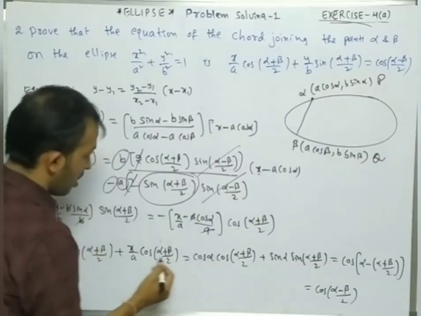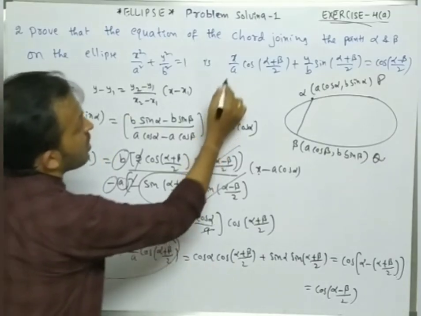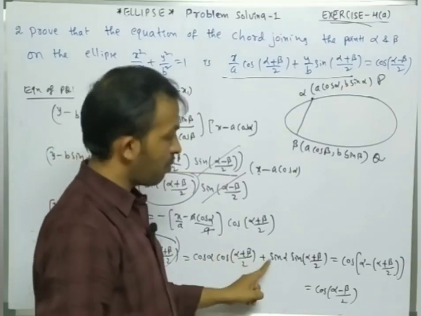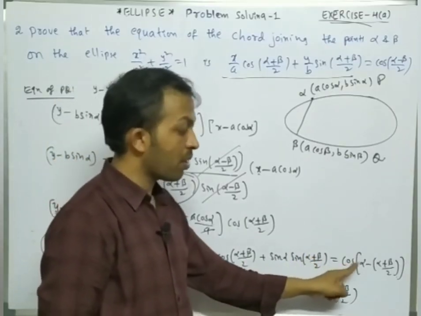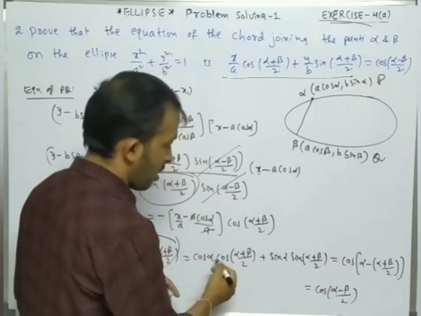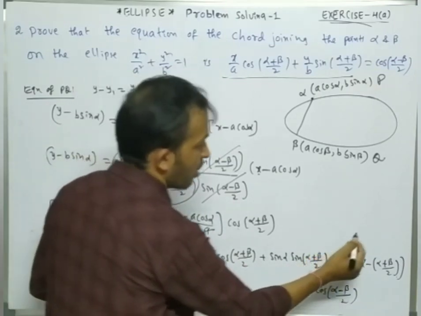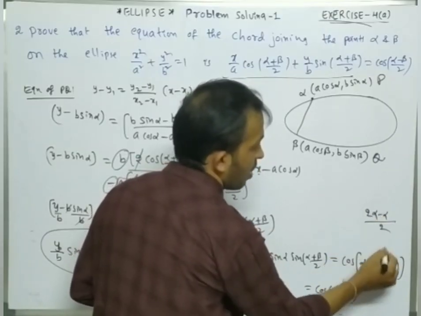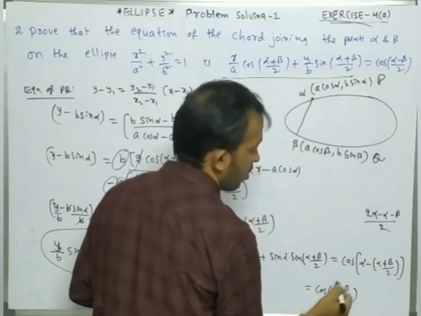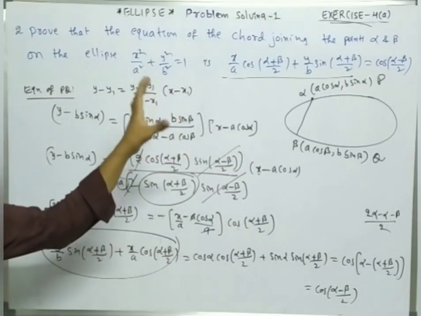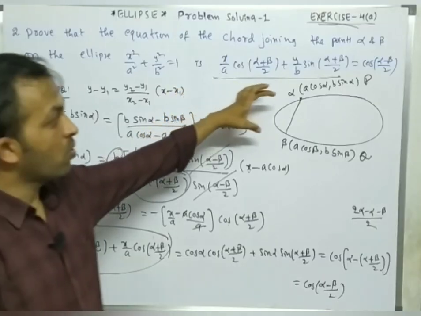So the left side term we already got in the proof. The right side term is of the form cos A cos B plus sin A sin B, that is equal to cos of A minus B. Cos of A minus B means cos A cos B plus sin A sin B. So take 2 as LCM, and you get cos of alpha minus beta by 2. That is the equation of the chord joining these two points.